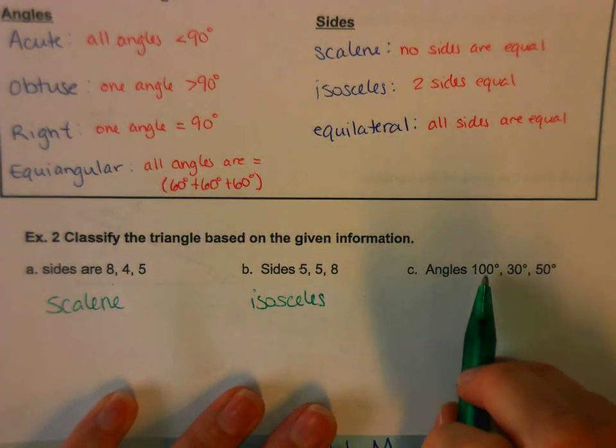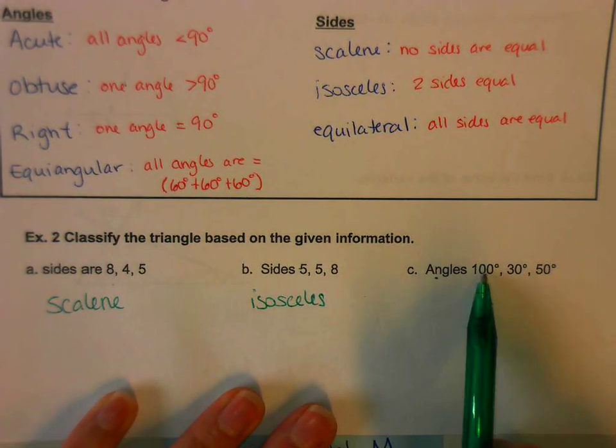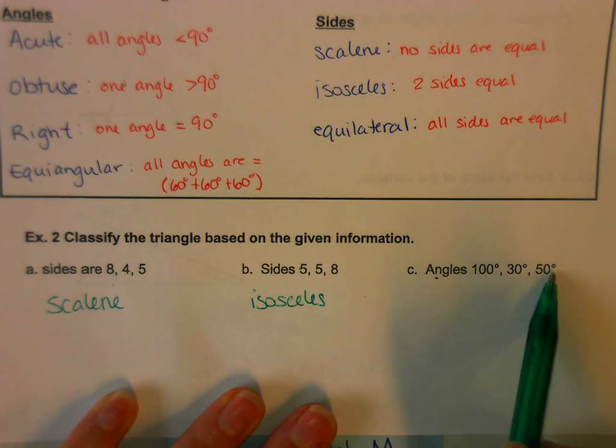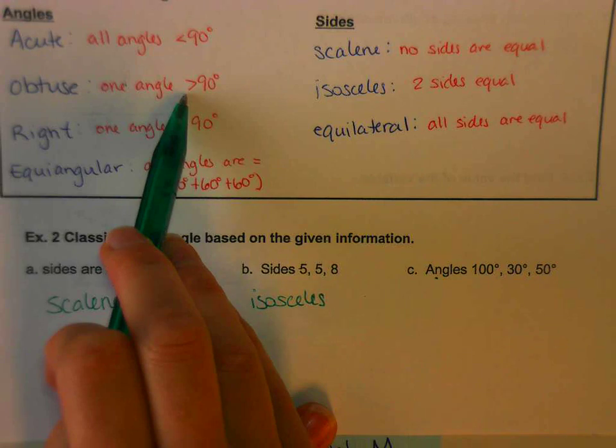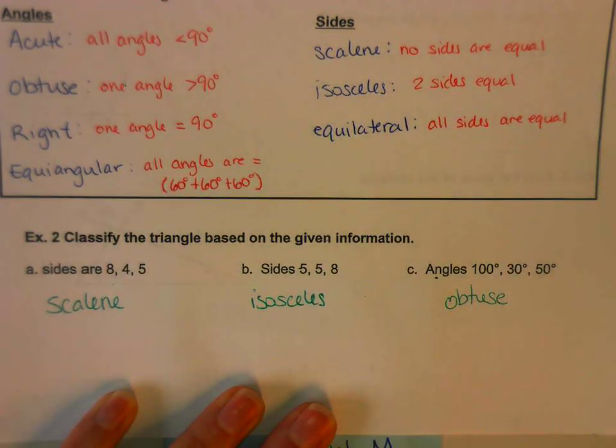And lastly, I have my angles, looking over here, I have 100 degrees, 30, and 50. Well, I have one angle that's greater than 90 degrees, so this means it's an obtuse triangle.